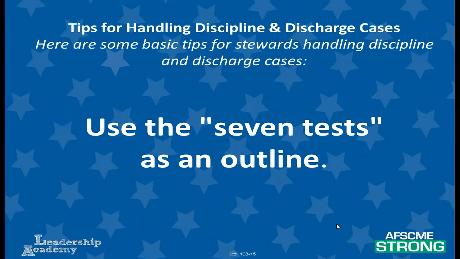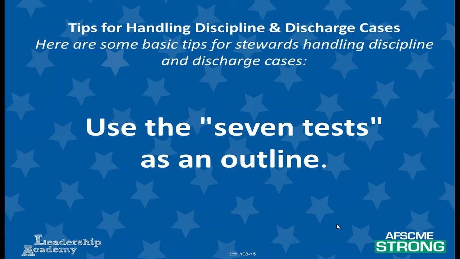All right, so let's talk a little bit about using the 7 tests as an outline, to determine whether or not the employer met the 7 tests. I typically would print out a copy of the 7 tests of just cause and have it with me with the contract when I went to every grievance so that I would have it right there on hand. I could just go right through them and ask the questions as to whether or not they had done a full and fair investigation, whether or not they had proof.